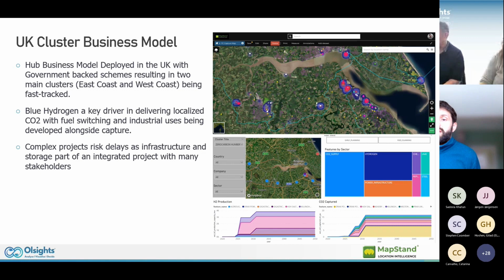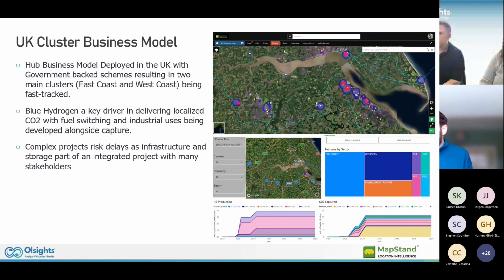The cluster projects in the UK have a whole host of different emitters, hydrogen and capture and infrastructure, all bound together with the storage offshore. The blue hydrogen component is very, very interesting in all of this, because if you look at all of the UK clusters, what you see is that blue hydrogen is one of the key ways in which you basically concentrate CO2 emissions close into your clusters.